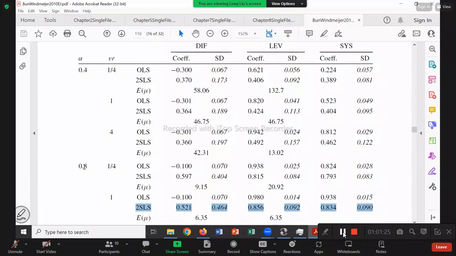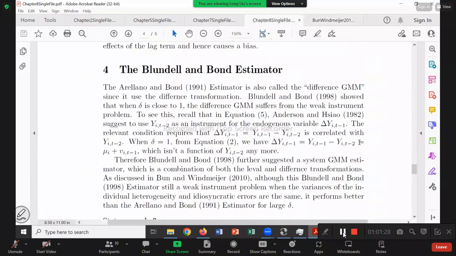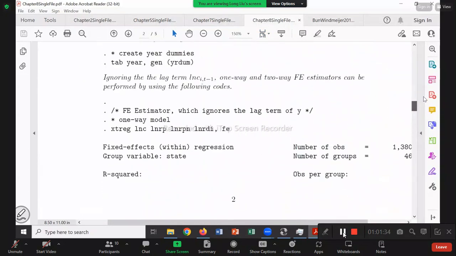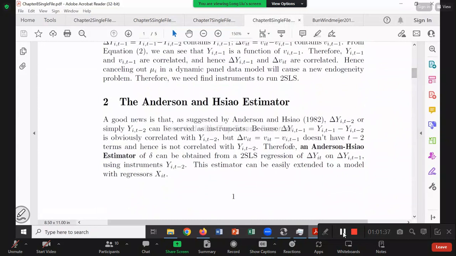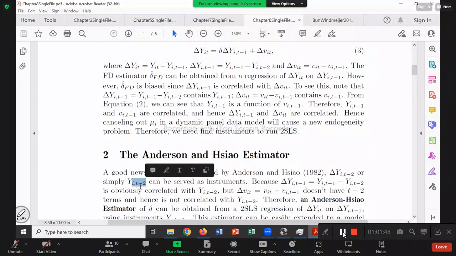Let's see why. The reason is actually very, very simple. Recall when we argued why y_{t-2} can be used as an instrument: the relevance condition. Relevance means y_{t-2} is relevant to our regressor right here, because we have y_{t-2} here. But let's take a closer look. If the true value of delta is large, especially close to one, let's see what happens.